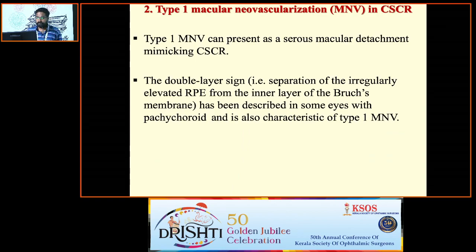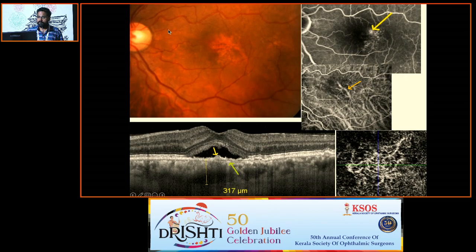Type 1 macular neovascularization is another masquerade because it can mimic CSCR. In these patients, the double layer sign is present, as I already explained. It's a separation of RPE from the Bruch's membrane. You cannot see much fluid clinically. You can see RPE defects as well as prominent orange discoloration of the fundus. Very faint suspicious leaks can be seen on fundus fluorescein angiography, and dilated choroidal vessels can be seen on ICGA.